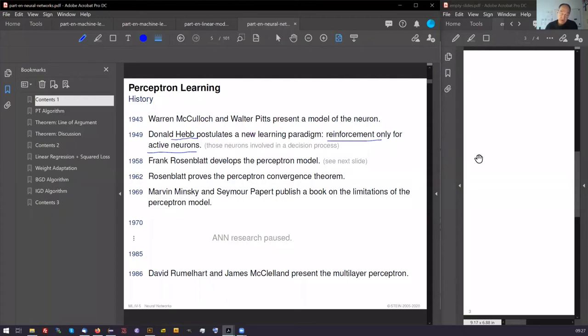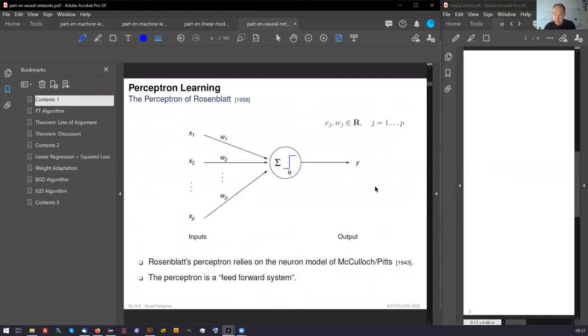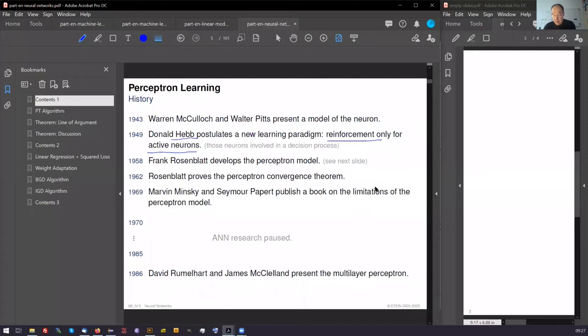1958, Frank Rosenblatt develops the perceptron model. You will see this on the next slide. It is something like this, but I will come to this in a minute. And they proved what this model could compute. In quotes, I write compute, because it was not a lot, but the people were impressed because this computation arose from looking at data. And this was, for that time, very modern, very spectacular.